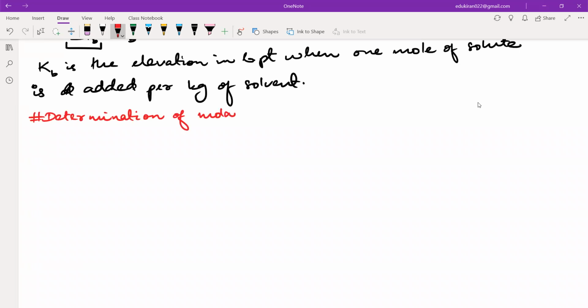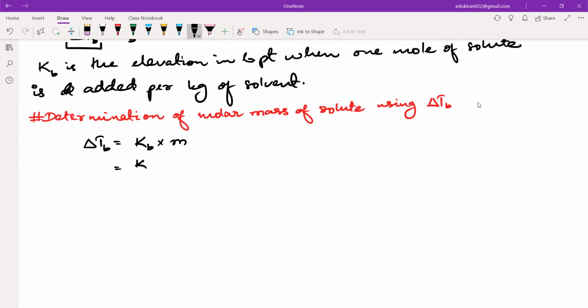Definition of molar mass of solute using delta TB, that means elevation in boiling point. So what does elevation in boiling point say? It says that delta TB is equal to the molar elevation constant times molality. And we know that molality is equal to what? Number of moles of solute divided by the mass of solvent in kg.